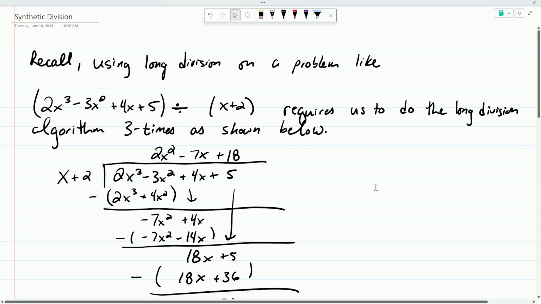Hi everyone. This video is going to specifically talk about synthetic division, which is a very fast way of dividing polynomials where our divisor is not a monomial. I've got a bunch of text here. I'm just going to read it real fast, and then I'm going to show you the synthetic division technique that we're going to use.